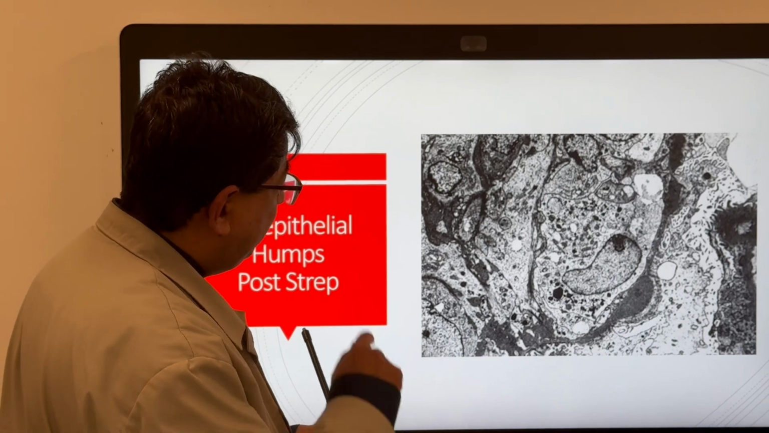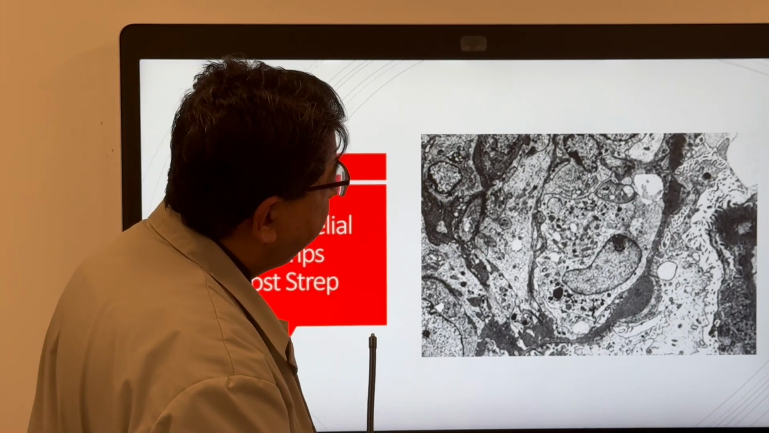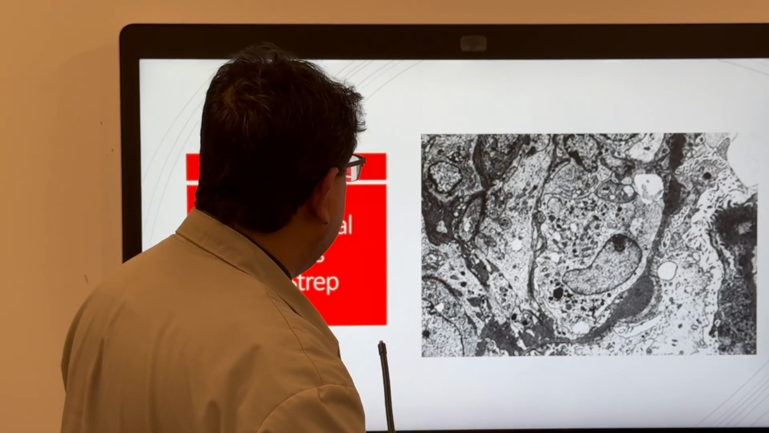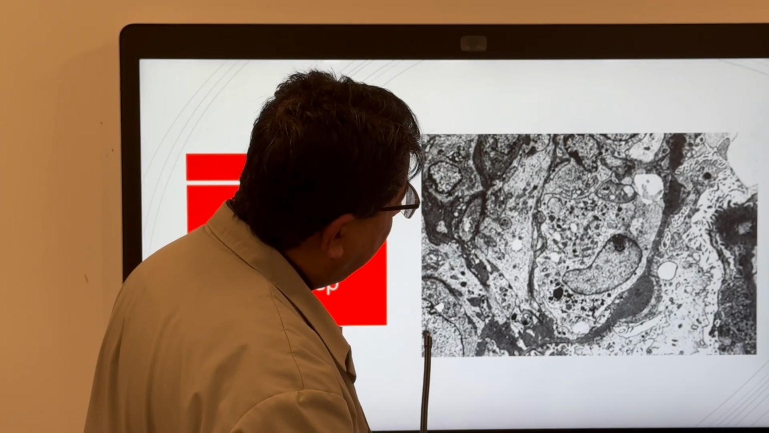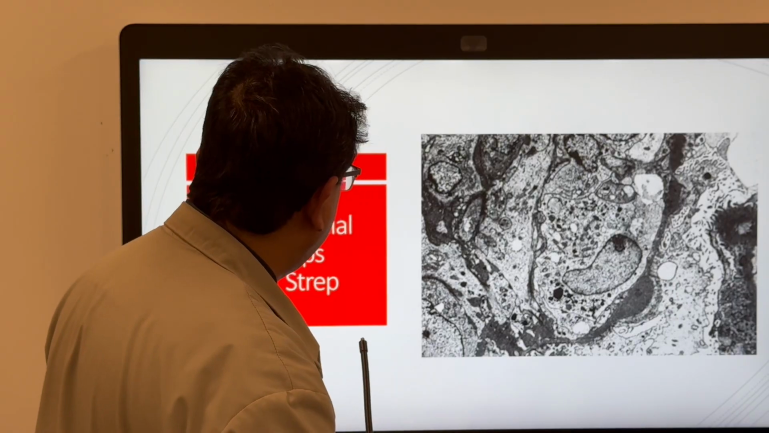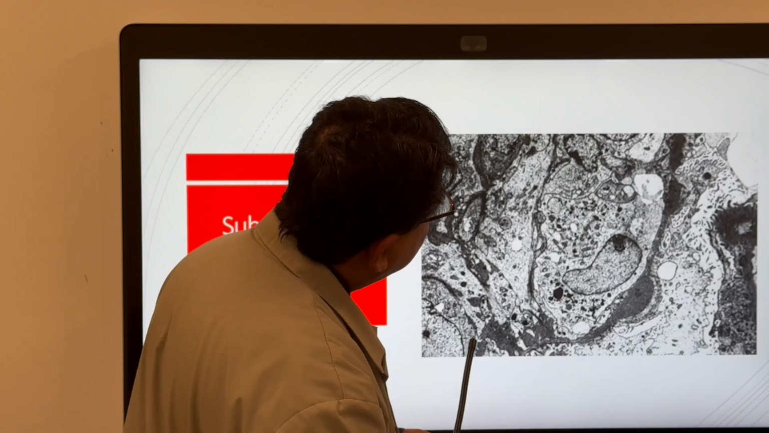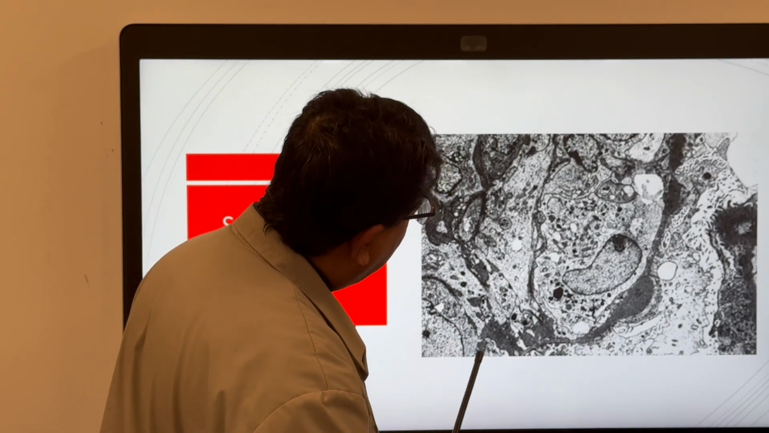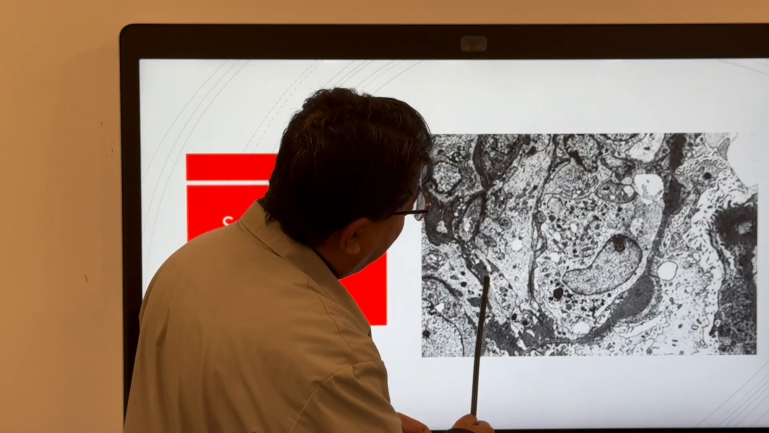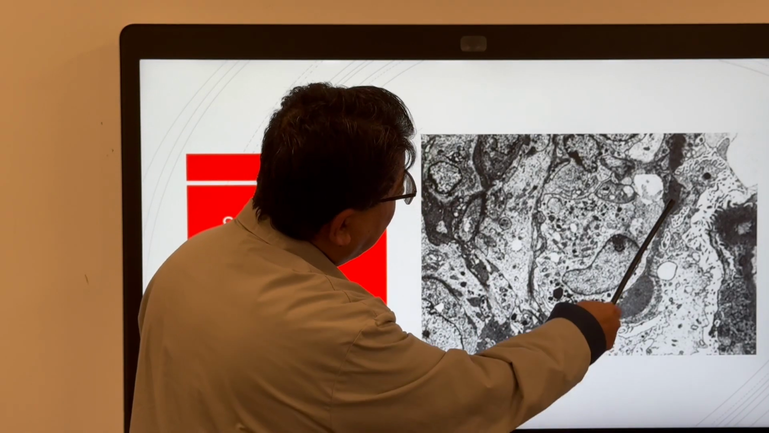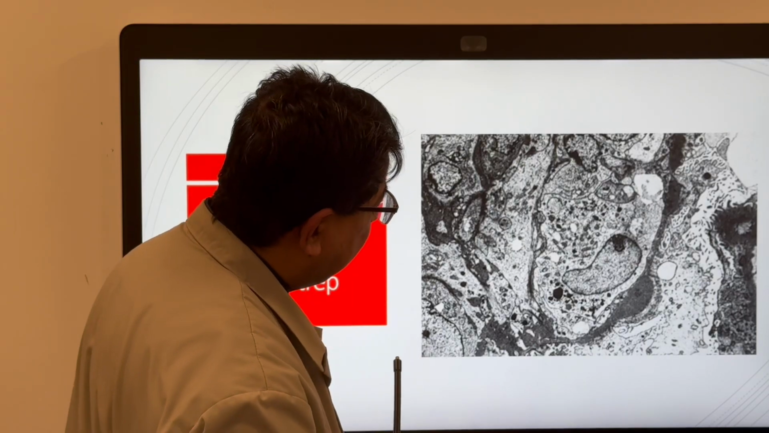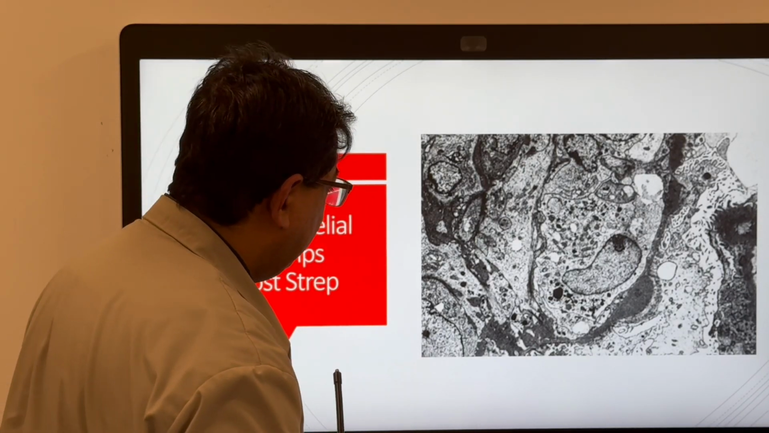So this is electron microscopy. Here, this is a subepithelial hump, and this is classic for post-strep. This is subepithelial, mainly because you can see that there are some podocytes here, and it's basically right underneath the podocytes, and that's classic for subepithelial humps.